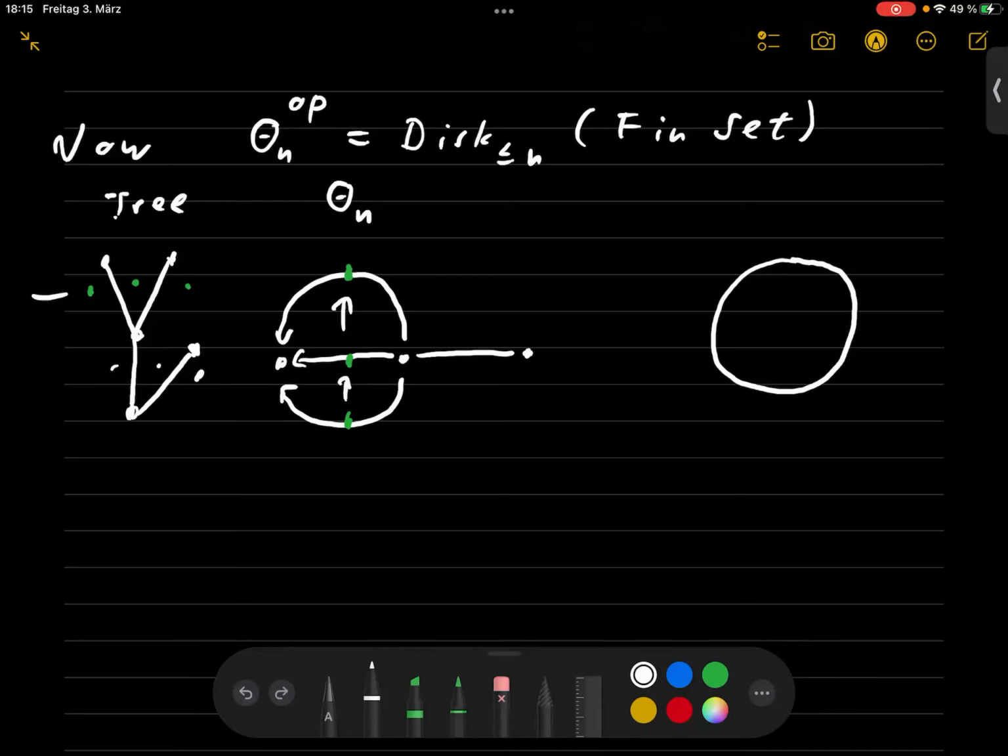Maybe I'll do these other colors. We have, let me do green, I already use it. This and this, and there we have 3. Oh, wait, what am I doing? Yeah.